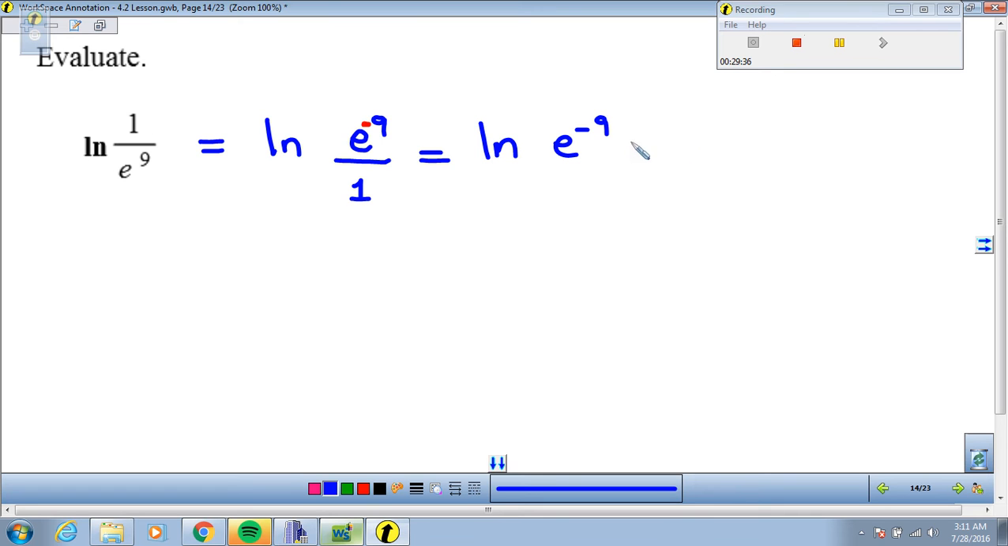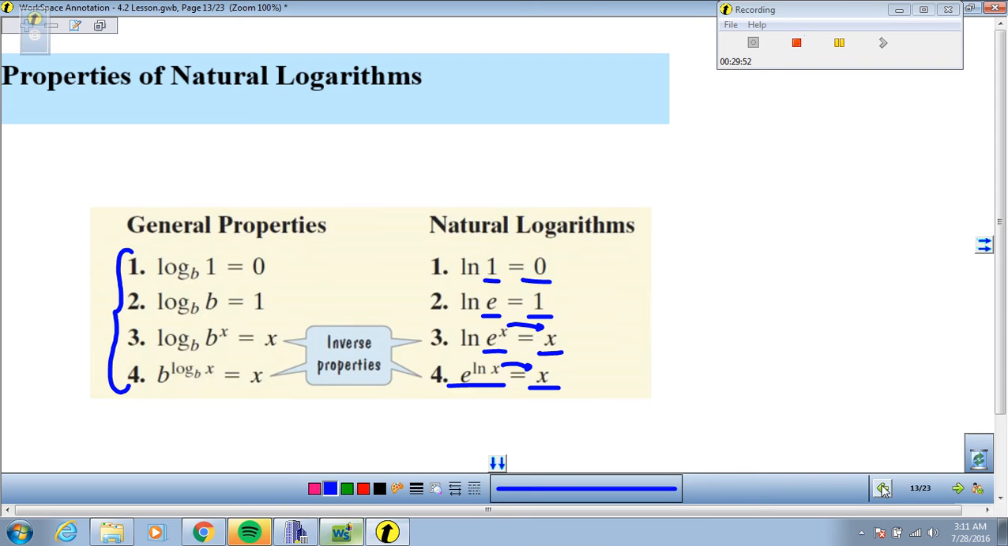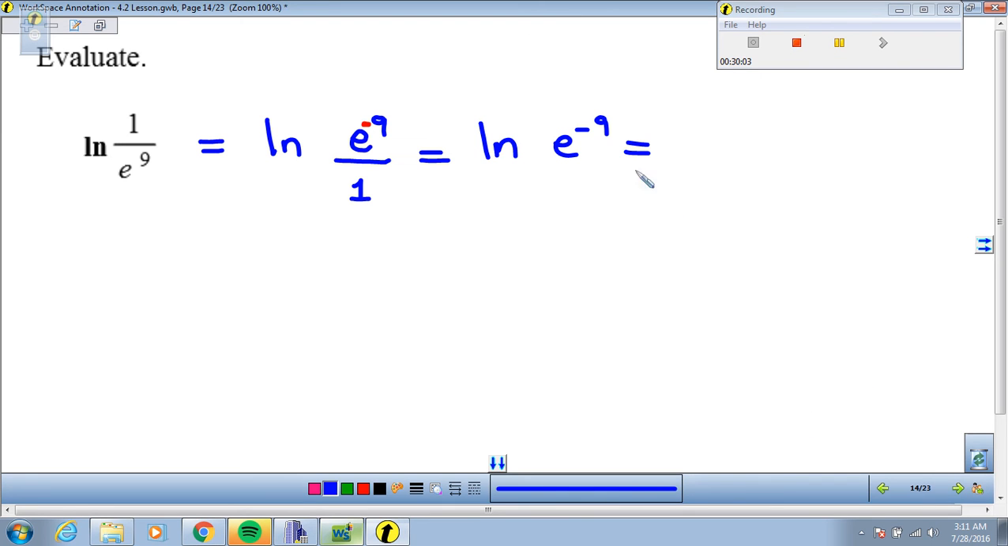And now I'm going to apply one of the properties that we saw right now. When you have ln of e raised to something, so let's look at number 3 right here. E raised to something in a natural log, the answer is the exponent. So here, the answer is just going to be this number right here. Okay.